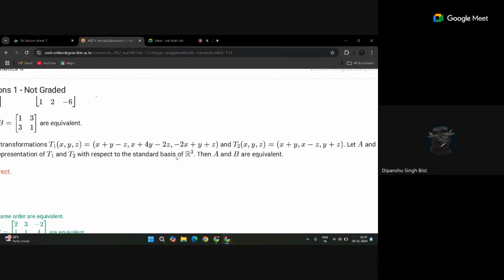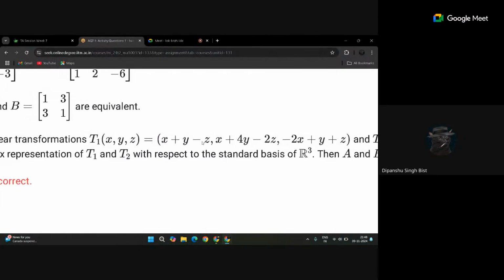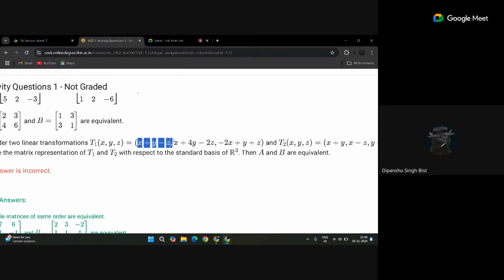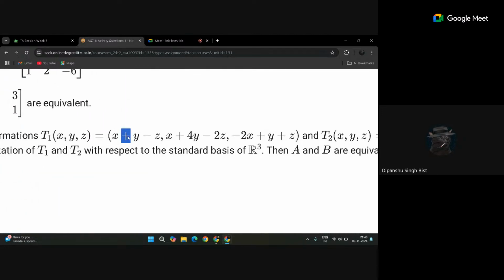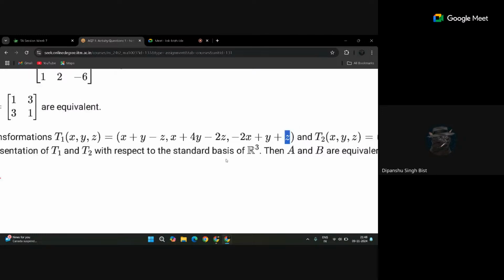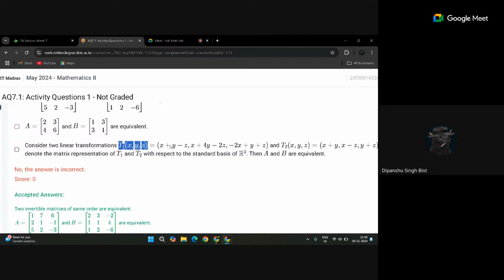Now the second thing is to determine the coordinate vectors. So what's going to be my first coordinate vector? For the first coordinate vector, I will check this x plus y minus z. So if I put (1,0,0) here, what am I going to get? It's going to be minus 1 in this case, it's going to be 1 in this case. In this case, it's going to be 4. And in this case, it's going to be 1. Correct? Transformation of (1,0,0) is going to be what? Is it 1, 4, 1?